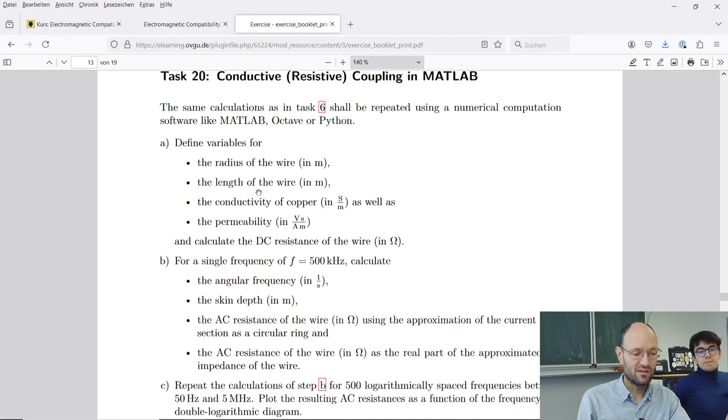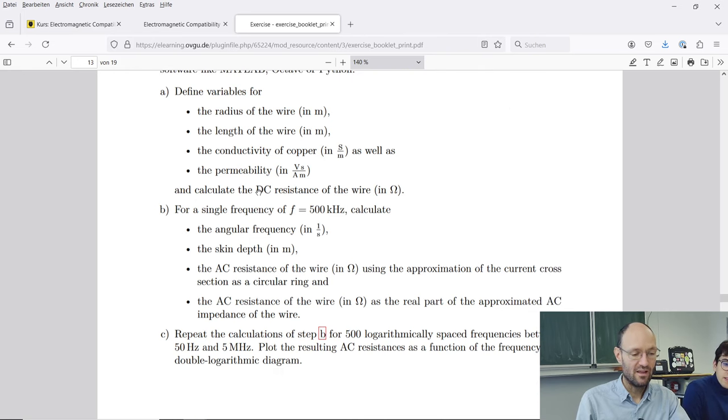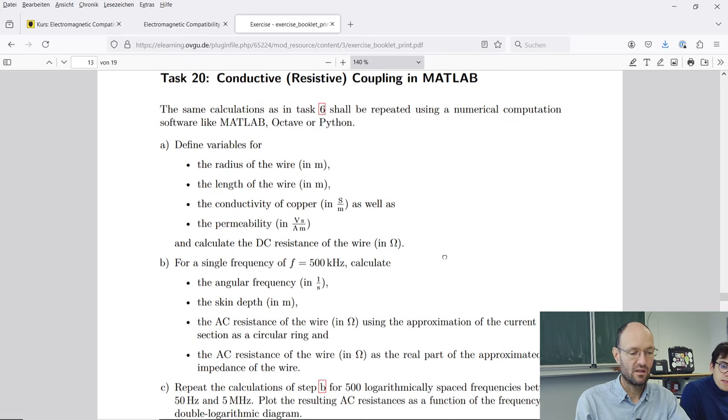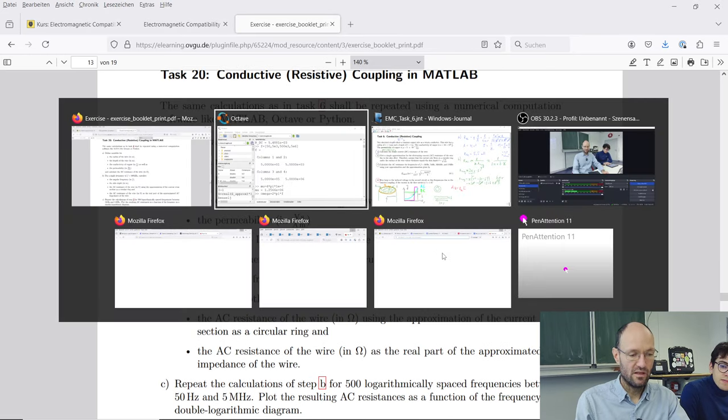And now the idea of this task is, okay, so this is what we have done. Here it should be calculated for a single frequency just to check if it works. And so now the idea here is to repeat these calculations for more frequencies. For example, 500 logarithmically spaced frequencies between 50 hertz and 5 megahertz. So this is the same range that we looked at now, but not just four frequencies, 500 of them. And then plot the AC resistance as a function of frequency in a double logarithmic diagram. That's the idea. Okay, so let's go back to Octave.